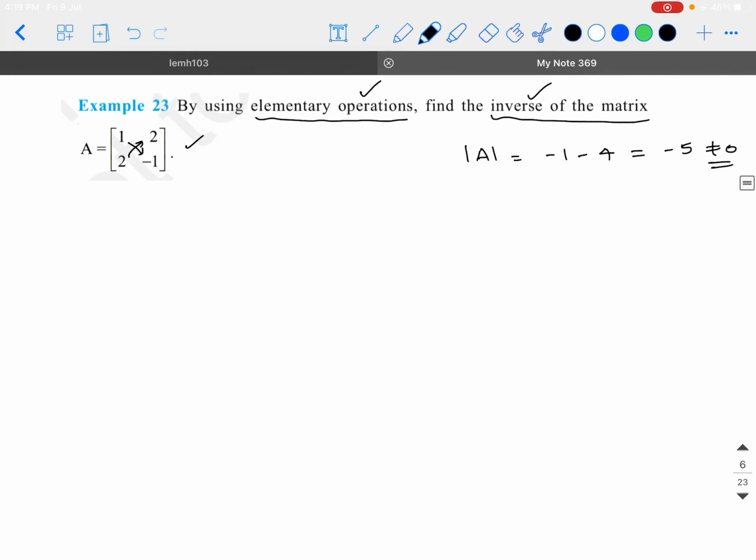For that, since elementary operations can be either row operations or column operations, you can perform row operations alone or column operations alone. But as I mentioned, you should do only one kind of operation at a time. Let's say you're solving this using elementary row operations. Then the given matrix A can be written as I times A, where I stands for the identity matrix of order 2.